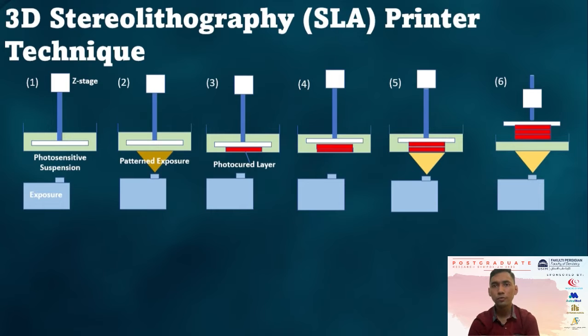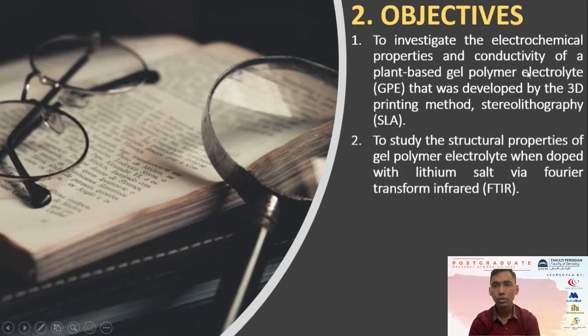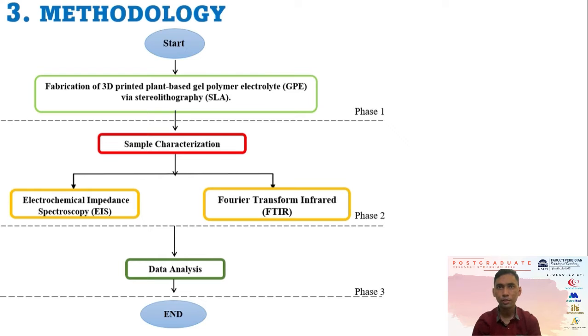There are two objectives in this research. First of all, to investigate the electrochemical properties and conductivity of the 3D printed plant-based gel polymer electrolyte that was developed by the SLA method. Secondly, to study the structural properties of the gel polymer electrolyte when doped with lithium salts via Fourier transform infrared (FTIR). For the methodology, the first phase is the fabrication of the 3D printed plant-based gel polymer electrolyte using the stereolithography method (SLA).